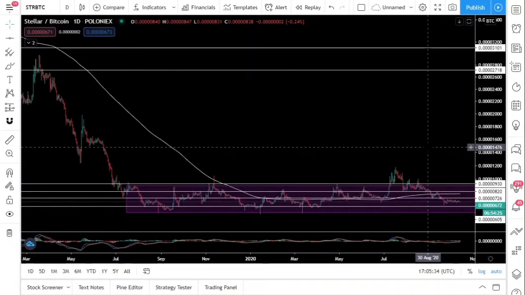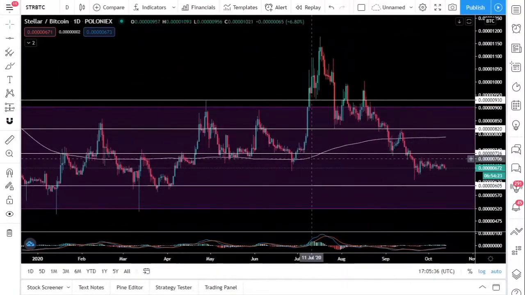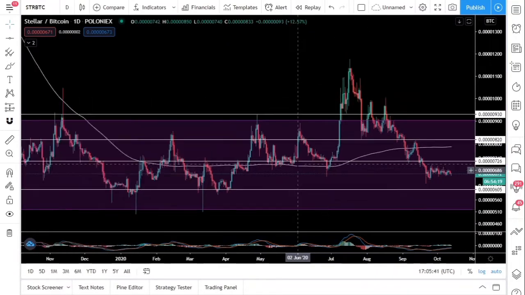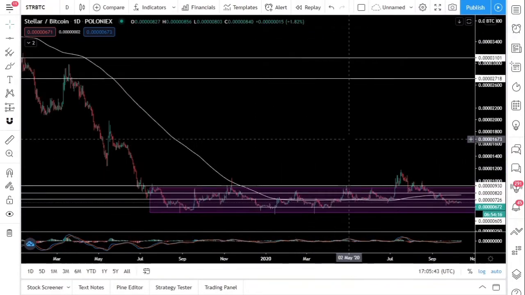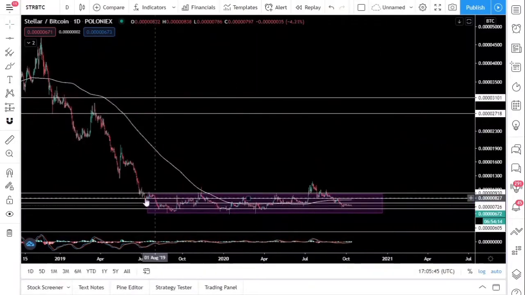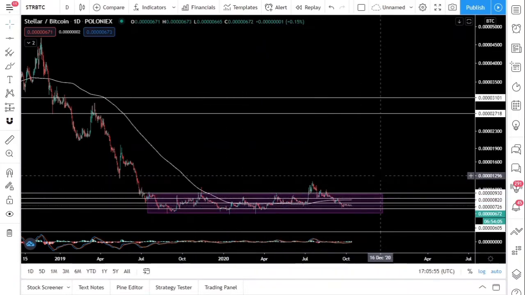Today I'm going to discuss the Stellar Bitcoin and Stellar USD. So what you are seeing in front of you is the daily chart fetched from the Poloniex exchange. This white line that you see here is the 200-day moving average. If you're above this moving average, you're going to see it acting as support, and if you're under it, it's going to act as a resistance.